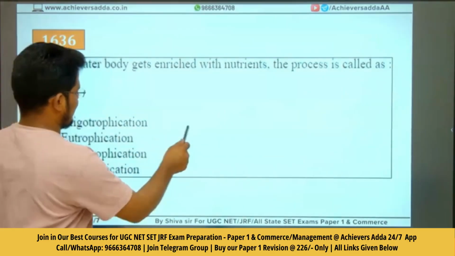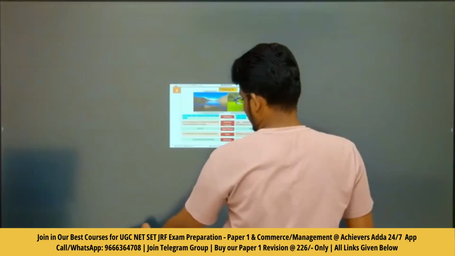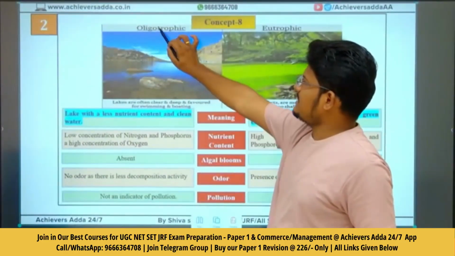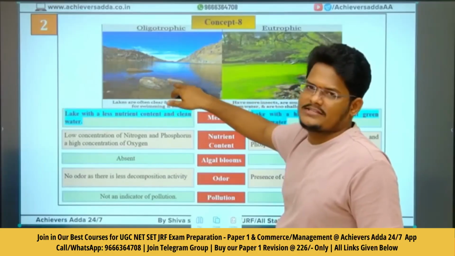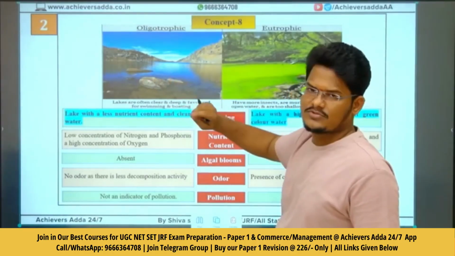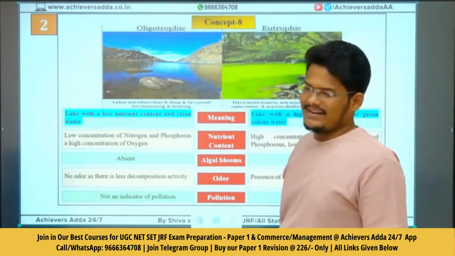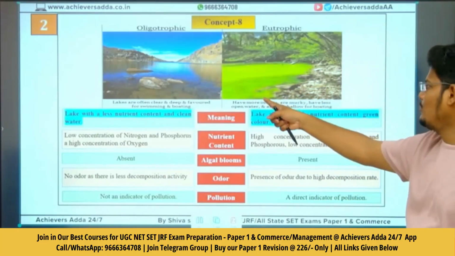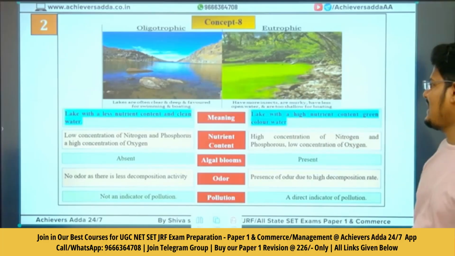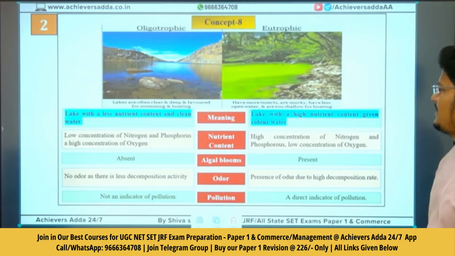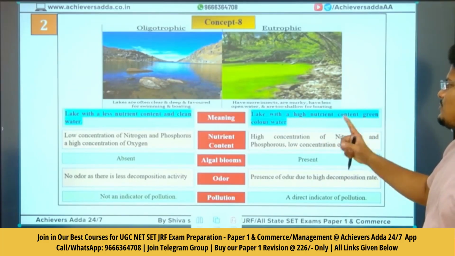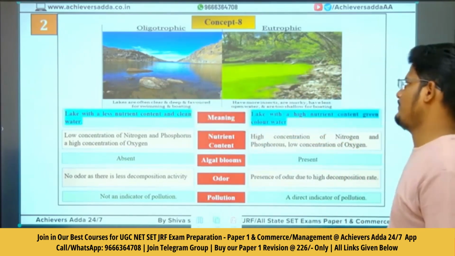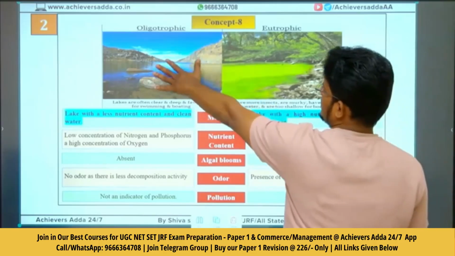Next. When a water body gets enriched with nutrients, the process is called eutrophication. I'll tell you the difference between both. Eutrophication versus oligotrophication. In oligotrophic water, less nutrients are present and clean water is there, like you can see blue color, everything superb. Here, green color algae is there, algae blooms. It has more nutrients, high nutrient content, green color water. Here high phosphorus and nitrogen and low concentration of oxygen. There, high concentration of oxygen will be there. Aquatic animals will survive there. They cannot survive here.